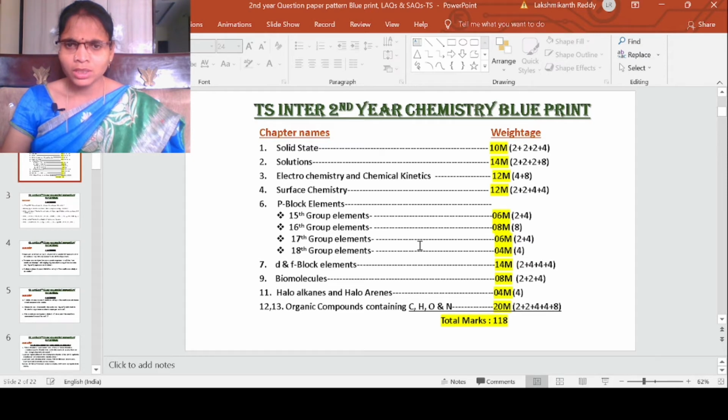Next, 17th group elements have 6 marks weightage. They will give 1 VSAQ and 1 short answer type question. 18th group elements have 4 marks, and they will give only a short answer. D and F block and coordination compounds have 14 marks weightage. They will give 1 VSAQ and 3 short answer type questions. Next, biomolecules have 8 marks weightage. They will give two 2 marks questions and 1 short answer. Haloalkanes and haloarenes have 4 marks weightage. They will give one 4 marks question. The remaining organic chapters have 20 marks weightage. They will give two 2 marks questions, two short answers, and 1 LAQ.